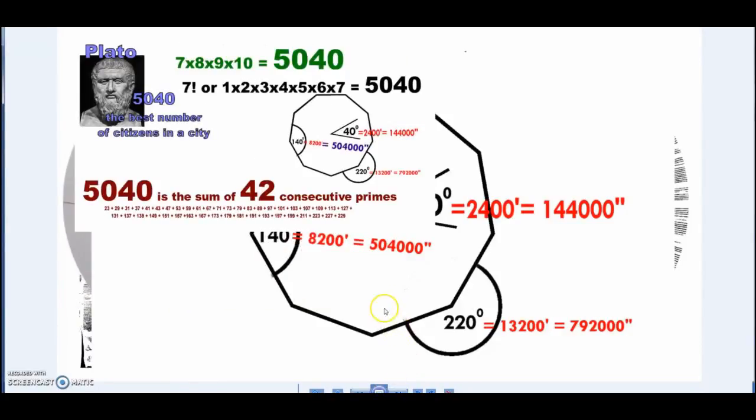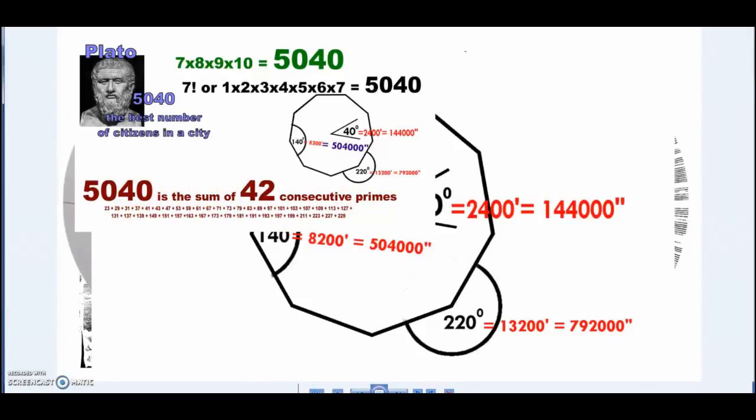Now, the number 504, 5,040. Nice connections there. Plato's number, the perfect number of citizens in a city, 5,040. 5,040 is the sum of 42 consecutive primes. Previous episodes I talked about how the road width put down, especially by masons, is 66 feet wide, but with a 42 feet carriageway, which itself then leads to pi and phi proportions, as seen in the Great Pyramid. Well, 42 of these consecutive primes.